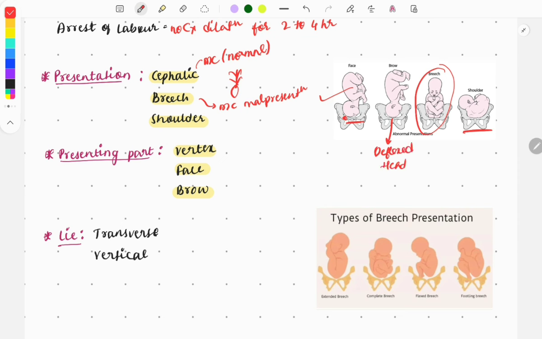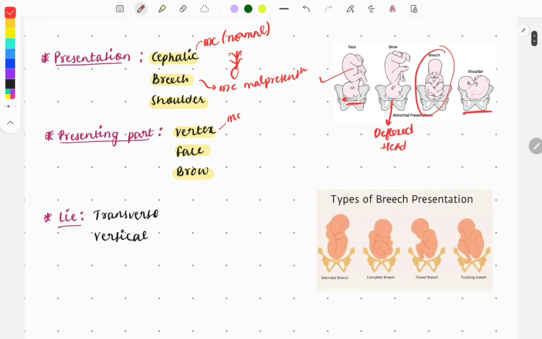So questions are asked on the attitude of the baby, then the diameter, the engaging diameter, and how you will manage this patient. How will you manage these things, like whether you will be going with the vaginal delivery or doing the cesarean section. Okay, so vertex means it is the most common and it is the normal presentation. In this kind we will be doing the vaginal delivery.